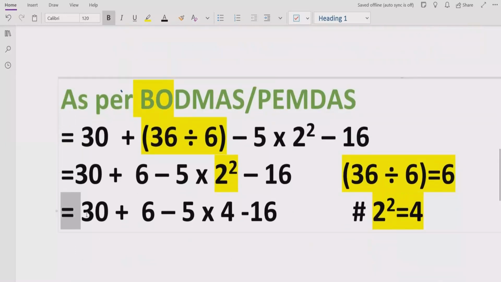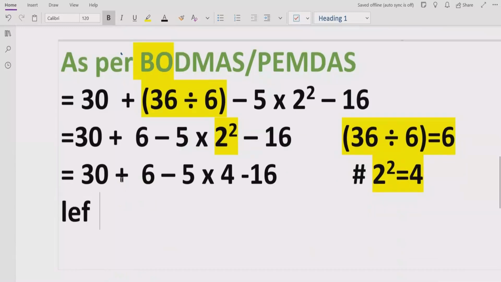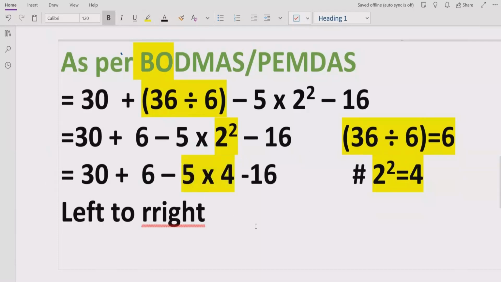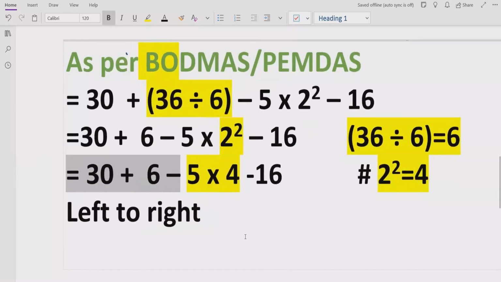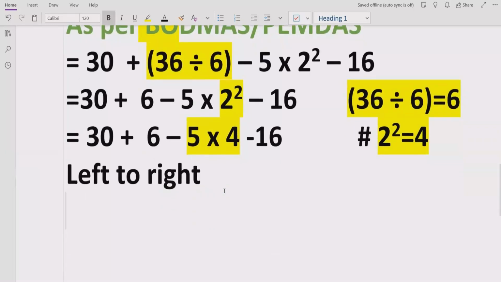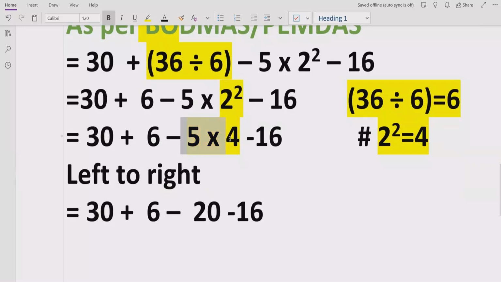We will move forward and now we will go left to right. Now we do not have any power or bracket, so we will see the multiplication and division. If you go left to right, you can see there is a multiplication coming in our expression. So we will write this part as it is, and 5 times 4 is 20, minus 16. And here we will give the reference.